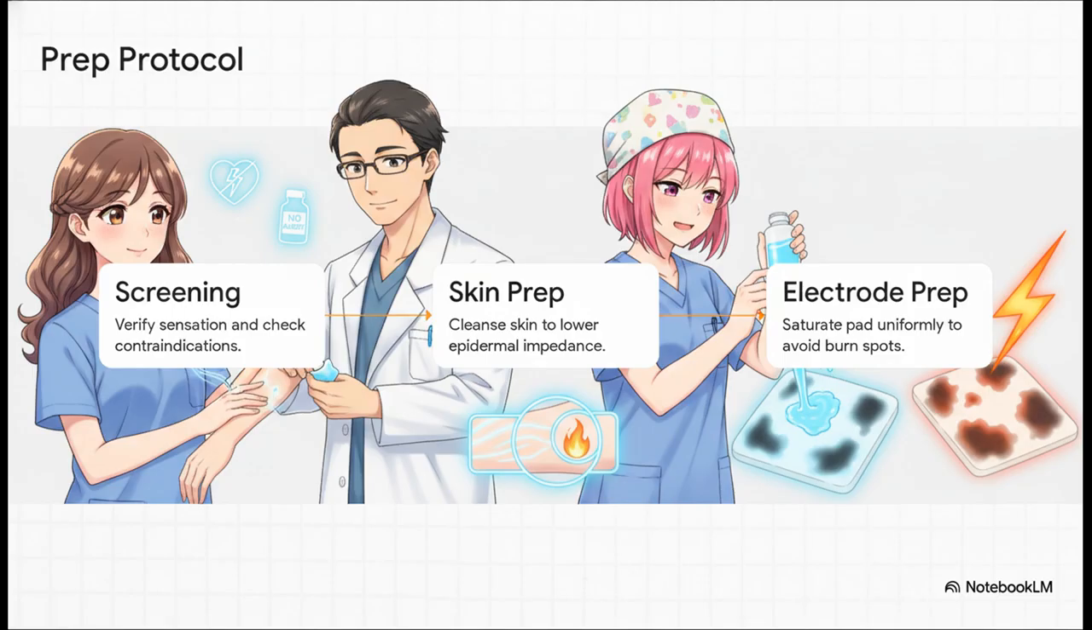Verify their skin sensation is completely intact and check for contraindications like pacemakers or specific drug allergies. Step 2, you absolutely must cleanse the skin site using alcohol or a mild soap. Why? Because we have to strip away the natural lipids and sebum from the epidermis. Doing that significantly lowers the skin's electrical impedance, which is key to preventing heat burns. And finally, Step 3, saturate your electrode uniformly. We do not want any dry, high-resistance burn spots.